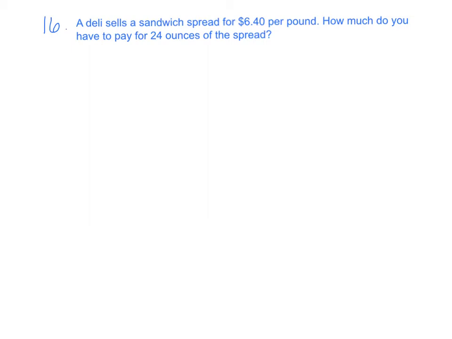All right, so last one, number 16. It says a deli sells a sandwich spread for $6.40 per pound. How much do you have to pay for 24 ounces of the spread? So you had to do a little bit of research, and you had to realize that there are 16 ounces in 1 pound.